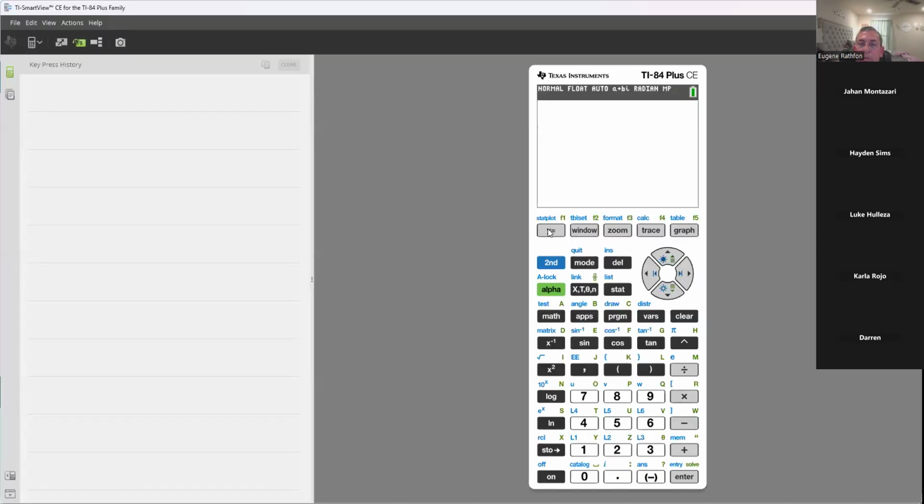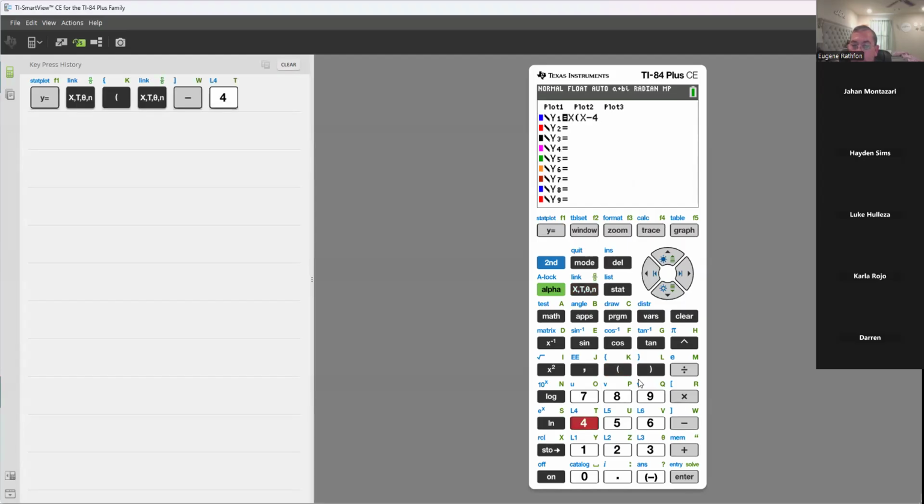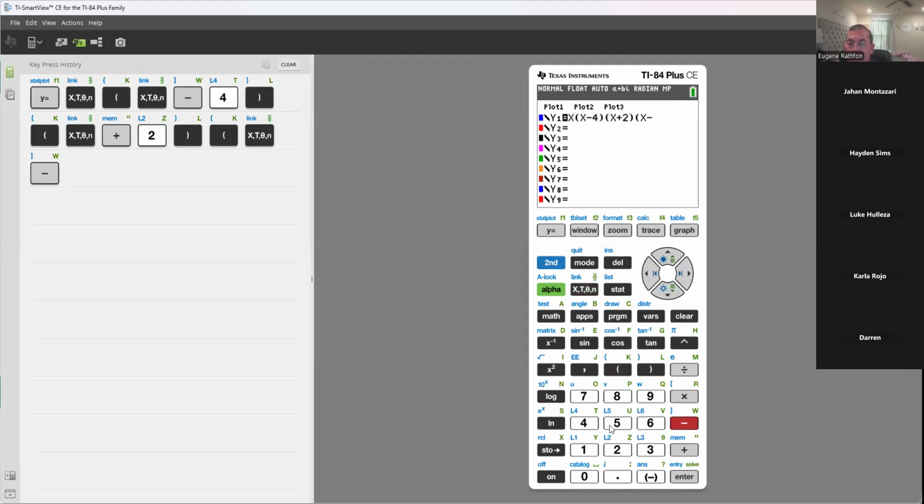So I'm going to go to y equals, and I'm going to put that in. I had an x, and in parentheses, x minus 4, parentheses, x plus 2, and then parentheses, x minus 5. Okay, so I got the polynomial in.